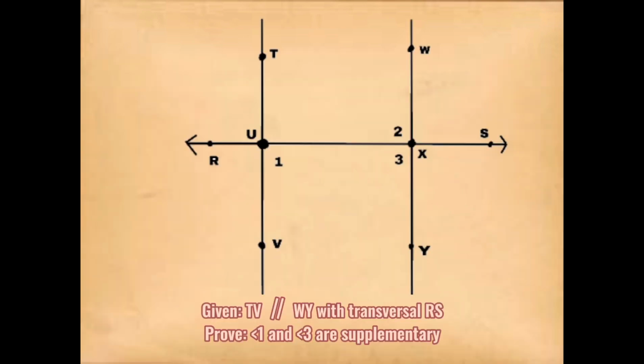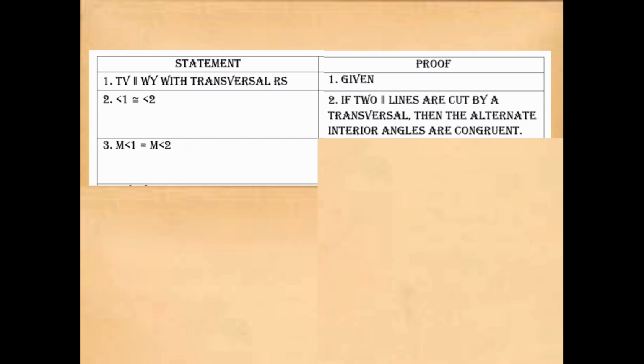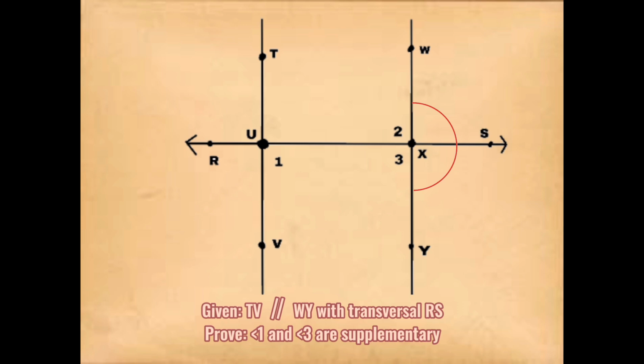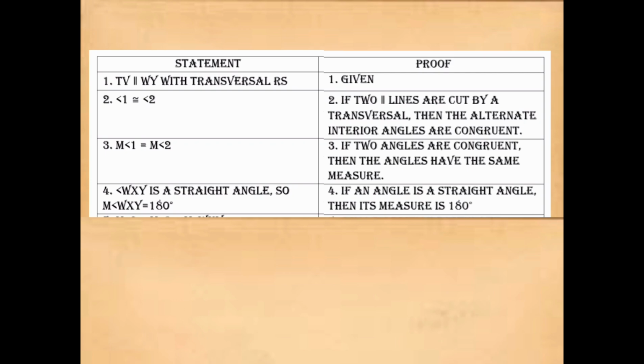The second one is: angle 1 is congruent to angle 2. Our reason for this is the alternate interior angle postulate. It states that if two parallel lines are cut by a transversal, then the alternate interior angles are congruent. Third is: measure of angle 1 is equal to measure of angle 2. Since our statement in number 2 is that angle 1 is congruent to angle 2, our reason for statement 3 will be: if two angles are congruent, then the angles have the same measure. Fourth is: angle WXY is a straight angle, so measure of angle WXY is equal to 180 degrees. Our reason for that is: if an angle is a straight angle, then its measure is 180 degrees.